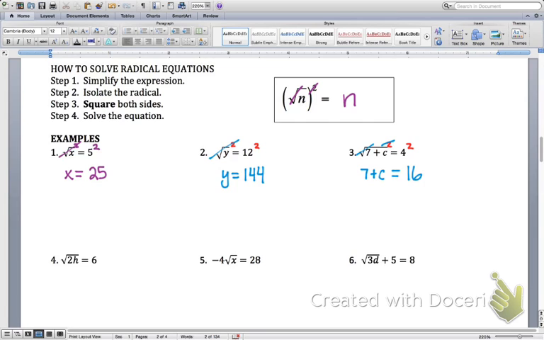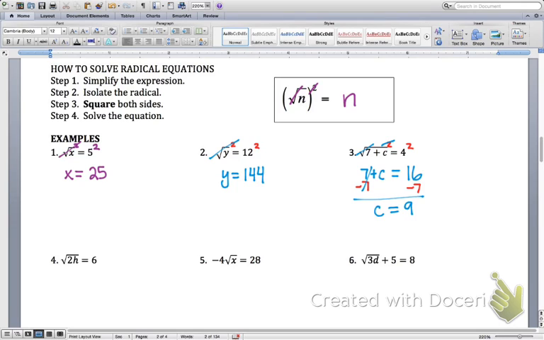So we need to get c by itself. The 7 has to go, so I'm going to subtract 7 on both sides. And then the 7s will cancel, and c will be equal to 9. So that's the general idea. Again, whenever you have everything inside the square root, you just go ahead and square and then move things around.